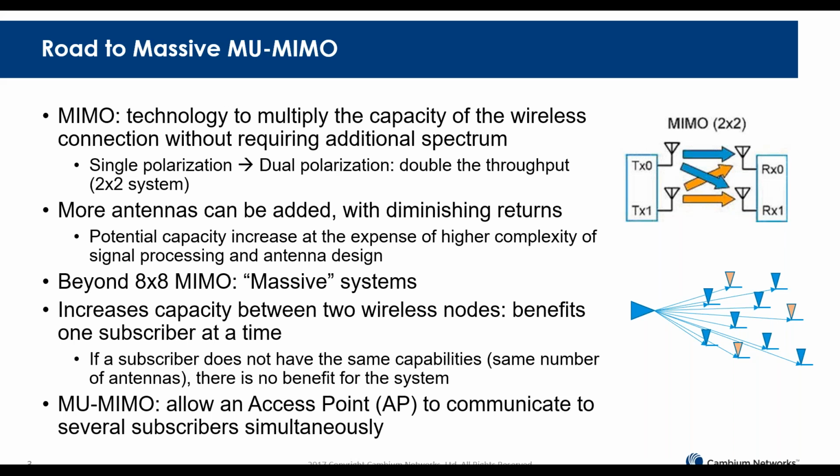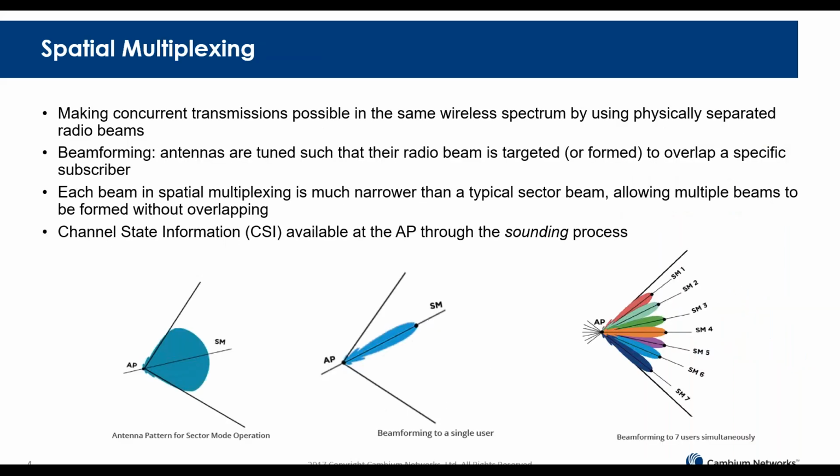The last piece in the Massive MU-MIMO terminology is the multi-user portion. MU-MIMO allows the access point to communicate to several subscribers simultaneously. Again, this happens in the same spectrum, and multiple data streams are sent to multiple users, therefore making the communication even more efficient.